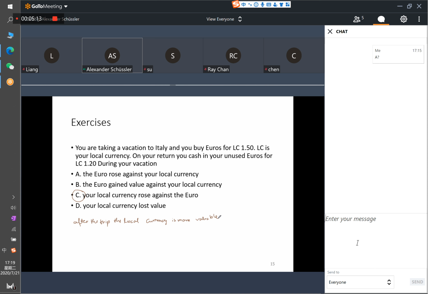So C is the correct answer. If you think about it, A, B, and D are all the same. A says the euro rose against your local currency. B says the euro gained in value, which is the same as rose. And D says your local currency lost value. If the local currency loses value, then the euro has to gain value. So C is correct. Any questions?